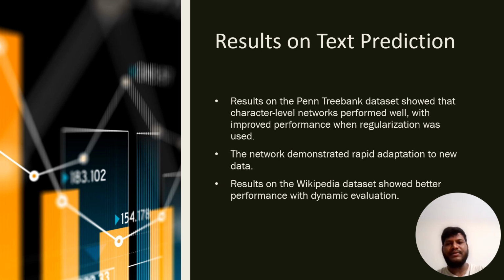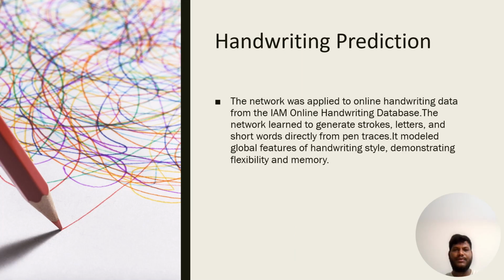Results on the Penn Treebank dataset showed that character-level networks performed well, with improved performance when regularization was used. The network demonstrated rapid adaptation to new data. Results on the Wikipedia dataset showed better performance with dynamic evaluation.